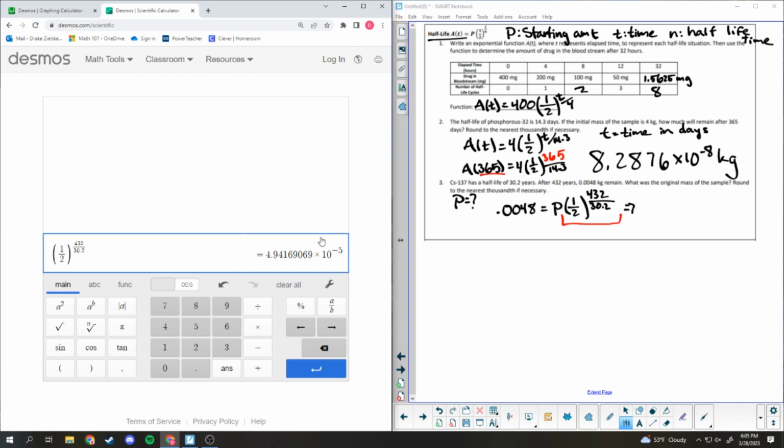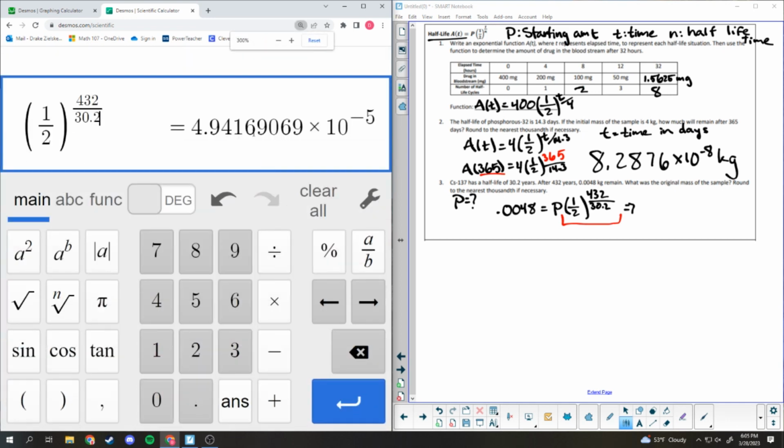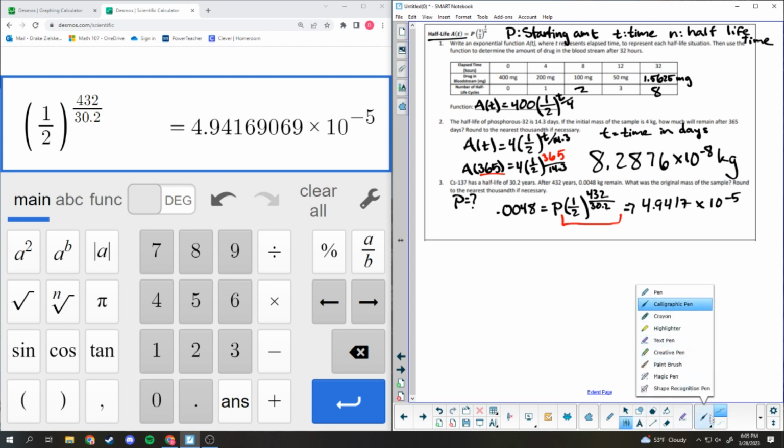Okay, 4.9417 times 10 to the negative 5. Well, I'm not going to write that down. I guess I could write that down. It's 4.9417 times 10 to the negative 5. That's this. So I need to divide both sides by this thing to get P by itself, right? This whole thing that I wrote out, this scientific notation, is what I'm dividing by. And so I'm going to divide both sides by this.